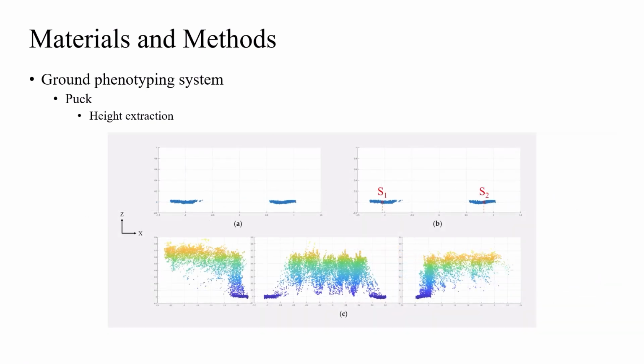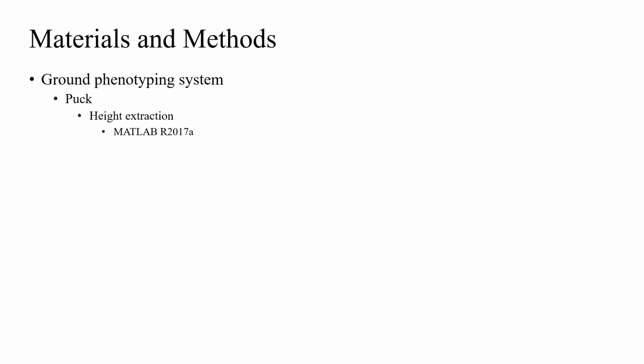In the sixth and final step, the average x-value of the 2 alleyway point clouds was calculated respectively, and used as 2 borders to split the point cloud into 3 sections for the 3 scanned plots. All point cloud processing was completed using MATLAB R2017a in the study.